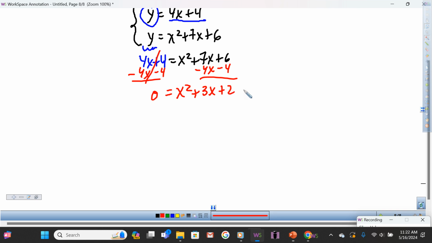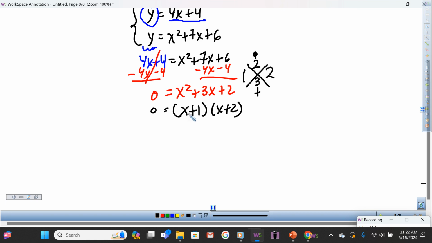And from here on it is all muscle memory. Watch. We got 2, we got 3. What factors of 2 add up to 3? 2 and 1, or 1 and 2. I'm going to put 1 and 2. So my factors are x plus 1, x plus 2, and all that equal to 0.